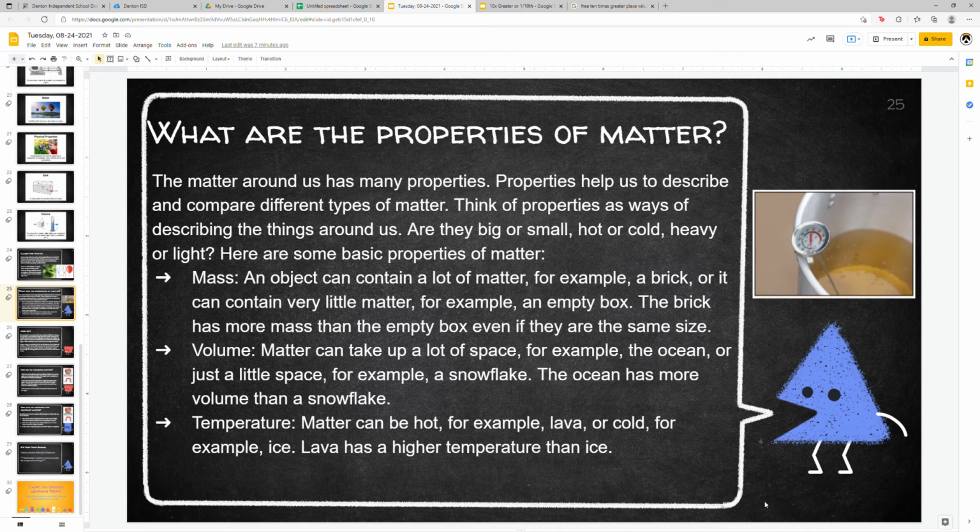What about volume? Matter can take up a lot of space, for example, the ocean, or just a little space, like a snowflake. The ocean obviously has a lot more volume than a snowflake. And temperature. Matter can be hot, for example, lava, or cold, for example, ice. Lava is obviously at a much higher temperature than ice is.